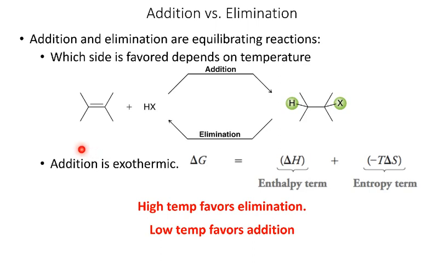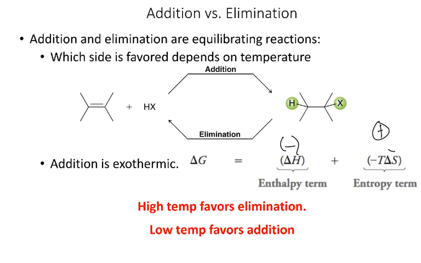So it turns out that addition reactions are exothermic. So the forward reaction in this scheme is exothermic, and so delta H is going to be negative. Now, I think you can also see that for the forward reaction, delta S is also negative because we're going from 2 moles of reactants to 1 mole of a product. And so delta S is going to be negative, and so negative T times delta S means the entropy term is going to be positive.